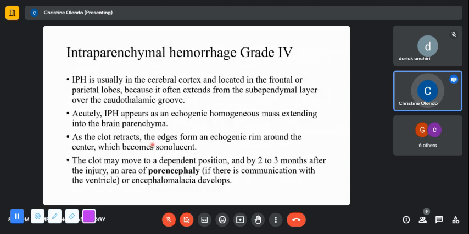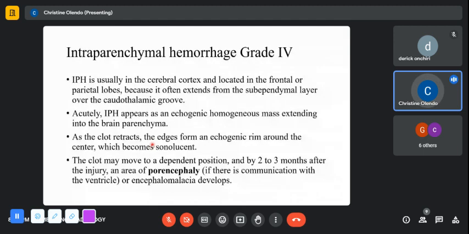So we go to grade 4, which is an intraparenchymal hemorrhage. It is usually in the cerebral cortex, located in the frontal and parietal lobe, because it often extends from the subependymal layer over the caudothalamic groove. So it appears acutely echogenic. It will be an echogenic homogeneous mass extending into the brain parenchyma.